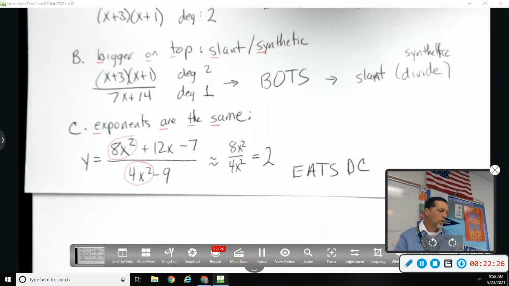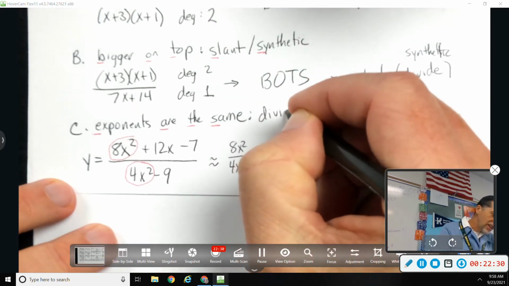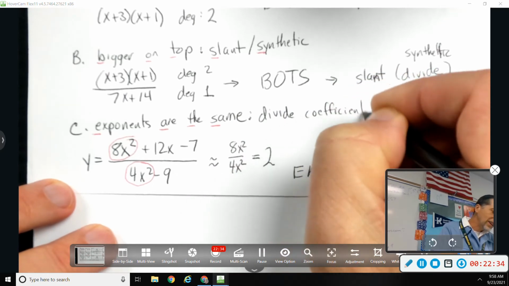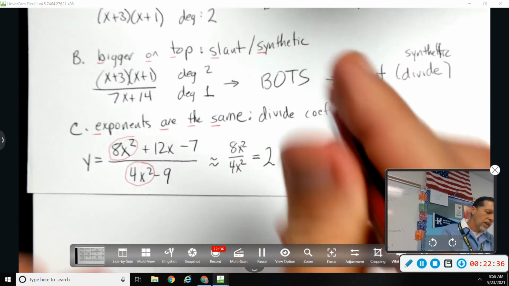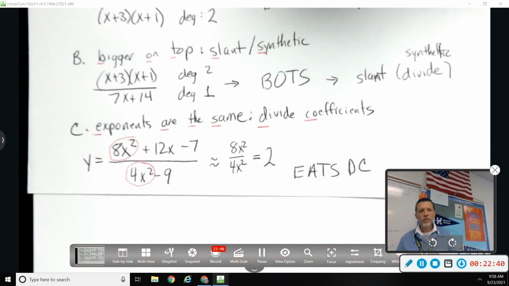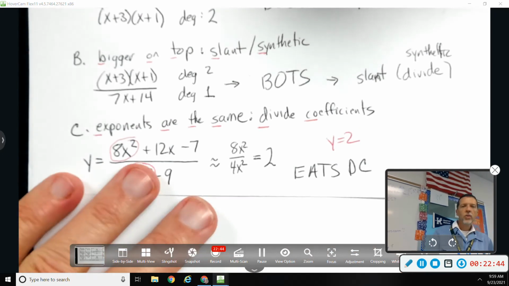I divided the coefficients. Now again, be careful, you can't do that unless the exponents are the same. But if the exponents are the same, then you can divide the coefficients and get y equals 2 for your horizontal asymptote.